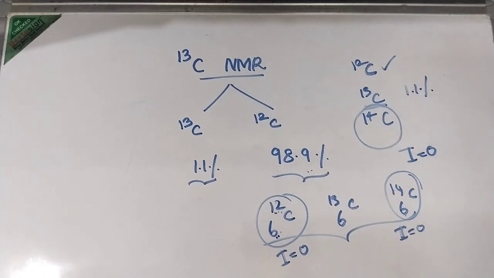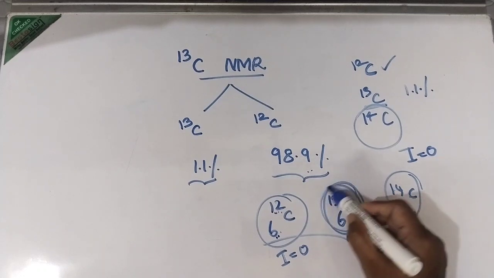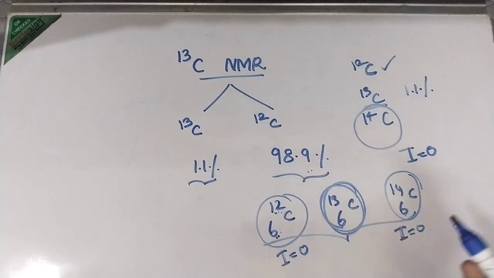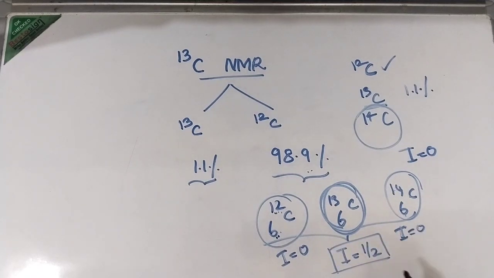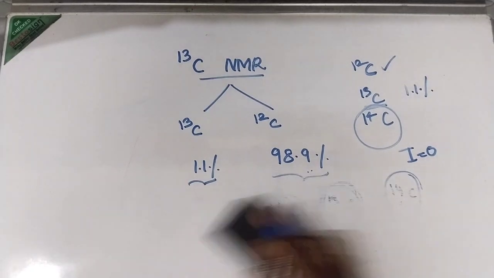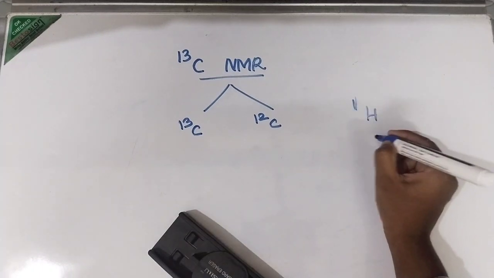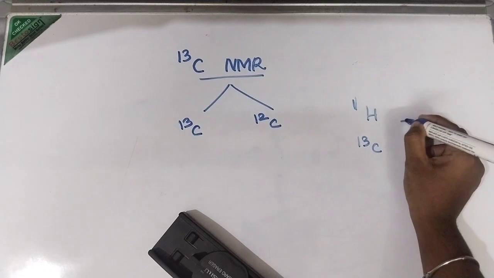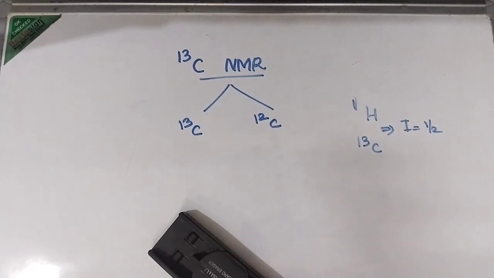Actually it is radioactive, it is not present. So this is the only isotope of carbon that is NMR active. It will have a value of I equal to half. Proton also has an I value of half, right? And similarly, carbon 13 also has an I value of half. These are the similarities between carbon and proton.